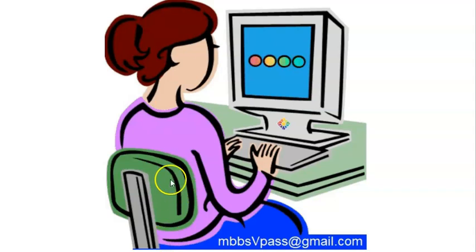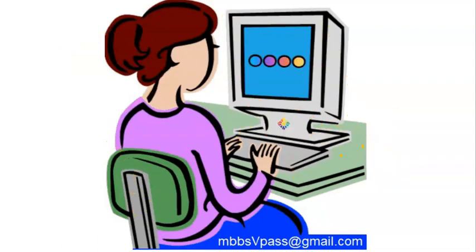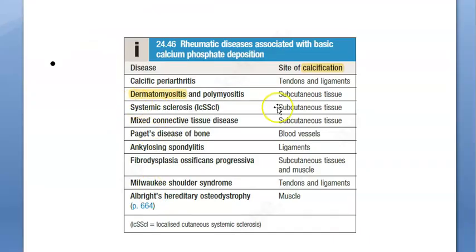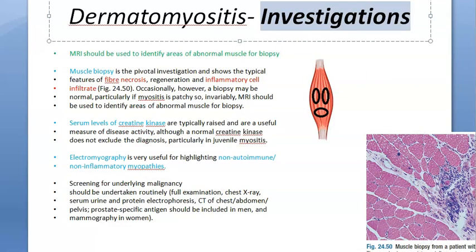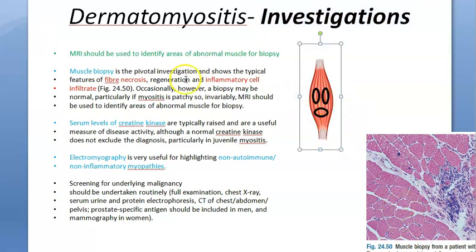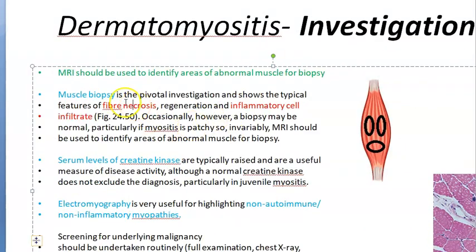Why are they affected? They are affected because of underlying malignancy or autoimmune condition. Or sometimes they can just be there without any reason. Okay, let's move on. This can also get calcified, they are saying. Calcium phosphate deposition, there can be some calcification here. Okay, so what investigations will you order for these people? First of all, they are saying that you need a muscle biopsy, but to know which area to take the biopsy from, you need an MRI. So MRI should be used to identify the place of biopsy. Then you will take the muscle biopsy.